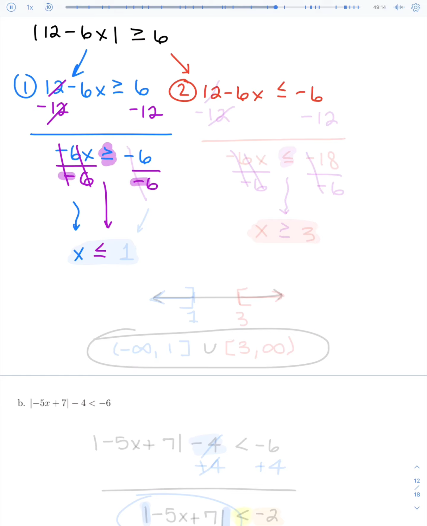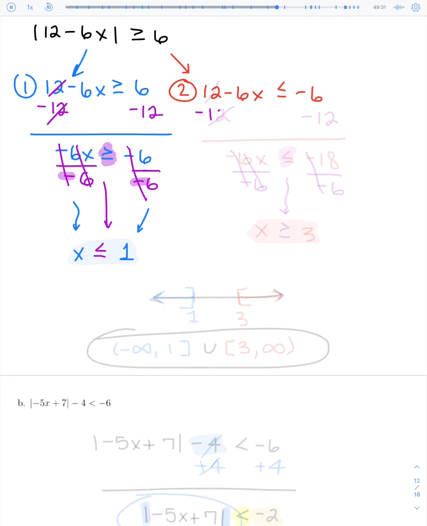On the right-hand side, same idea. Negative divided by negative is going to give us a positive. Well, 6 divided by 6 is going to give us a positive 1. Okay, getting there. Let's try the other part, the second inequality.